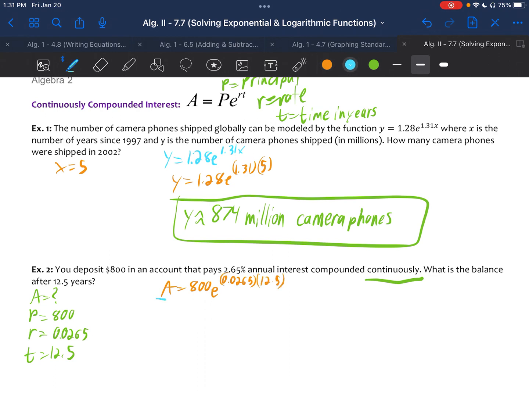And once again, since we're solving for the part that's already by itself, we can plug all of this into our calculator and let it do the work for us and get the amount to be, to the nearest cent, approximately $1,114.17. So this person got a free $314.17 by letting their money sit in this account.